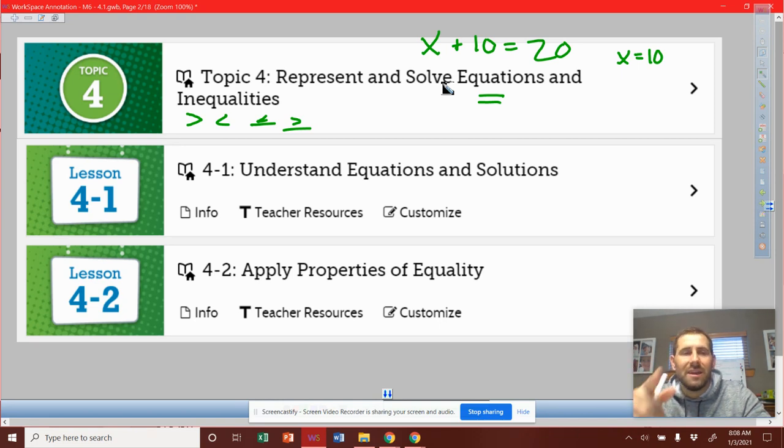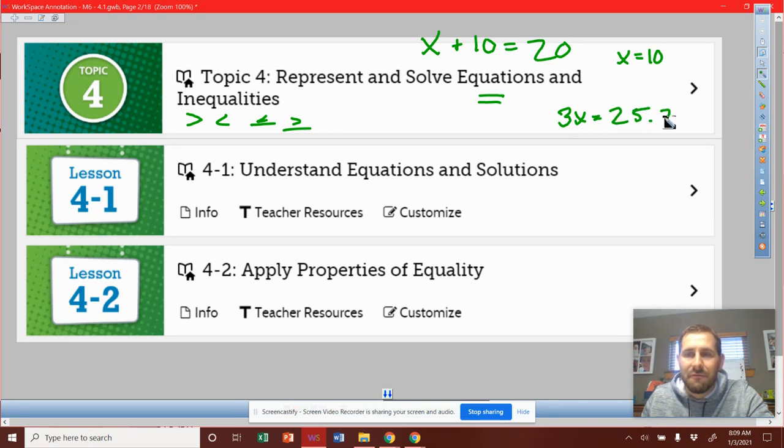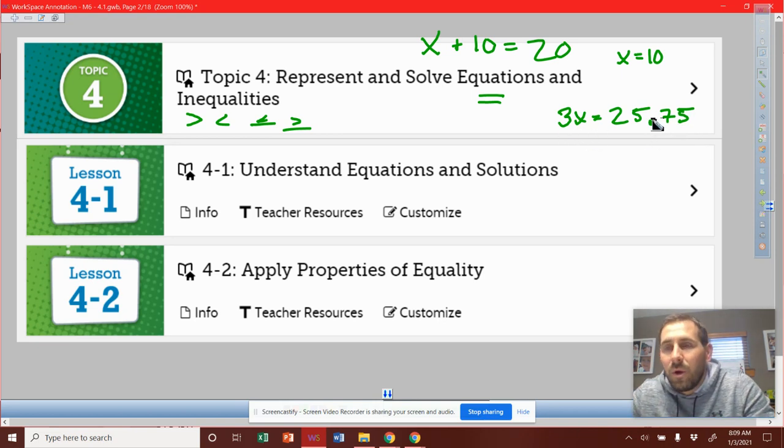We're going to really get into how do we solve this so that when you are approached with a problem like 3x equals 25.75, then you actually know how to solve that. And you can write down your algebra steps and figure that out. And once you know that process, again, the process is what we're doing, not just find the hidden number.